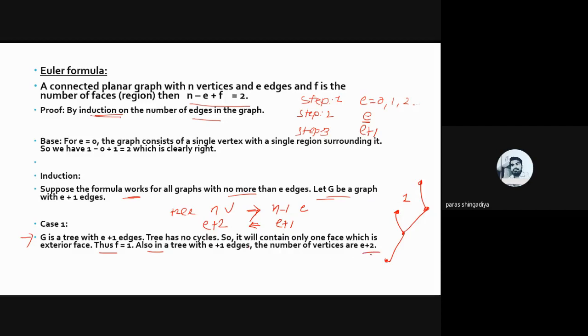So now use this data in the formula n minus e plus f. So for n we have e plus 2, edges we have e plus 1, and the faces is equal to 1. So e plus 2 minus (e plus 1) plus 1. And now remove the bracket. So that will be e plus 2 minus e minus 1 plus 1, and remove the common values. So after removing the common values, e and minus e, minus 1 plus 1, the remaining is 2. So that is verified. Okay, so case 1 is valid.